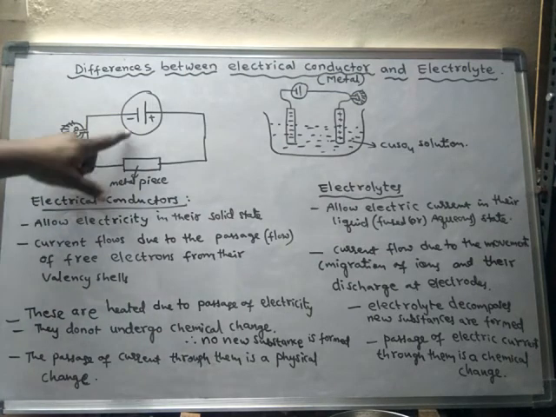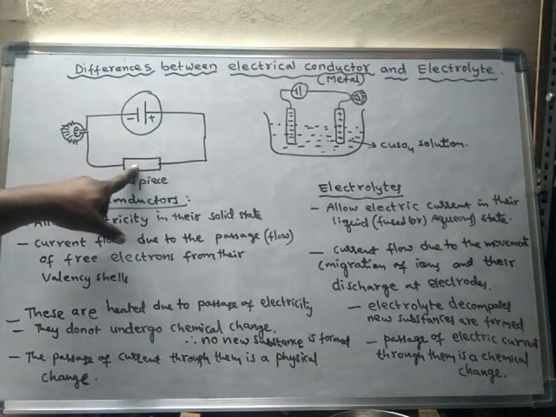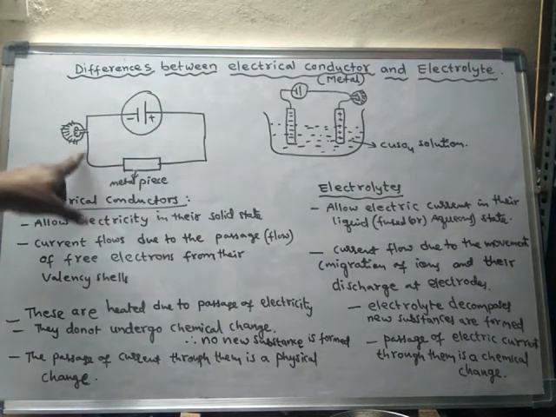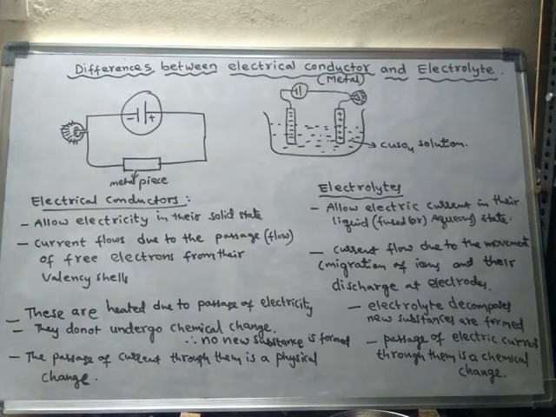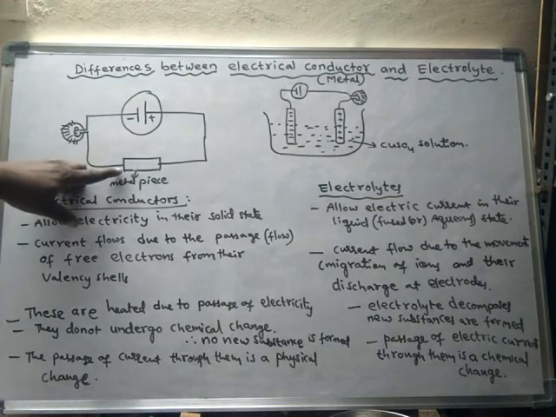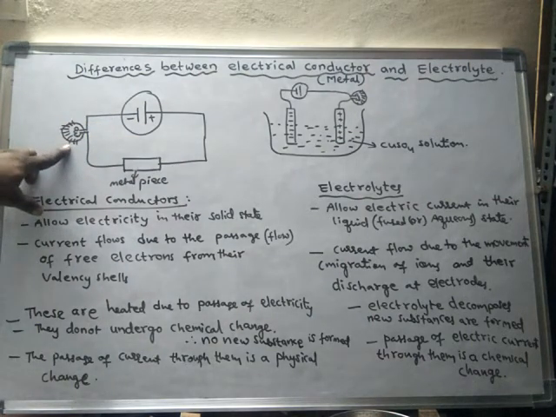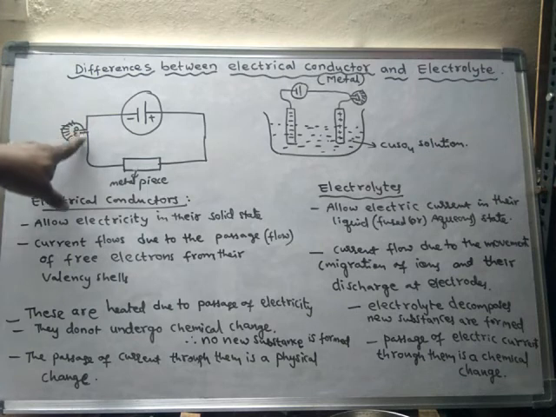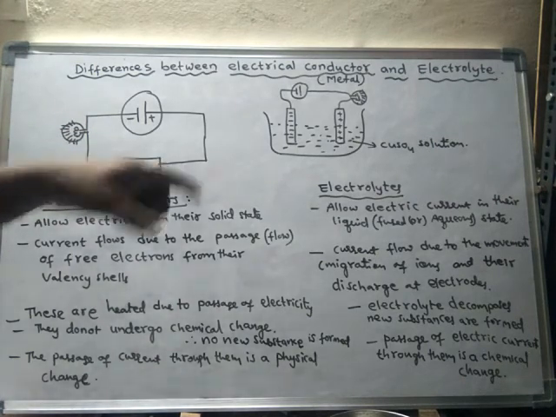See, for example, this is a metal piece. This metal piece is connected to the two terminals of a battery. So what happens when the metal piece is connected to two terminals of the battery? The bulb will glow because this metal piece will conduct electricity, will allow the electricity to pass through it.